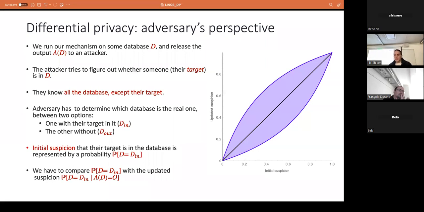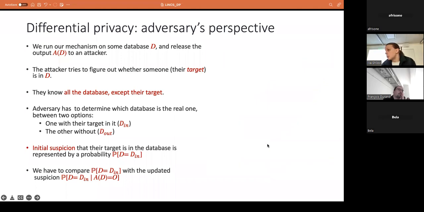And they have their initial suspicion, the probability of their target being in the data set. Then they make a query and update their information given the response of the mechanism. This plot here gives us how much they can update their information for epsilon equals, if I'm not mistaken, 1.1. So they can be a little bit more sure, or they can even be less sure. These are the theoretical bounds on their updates.